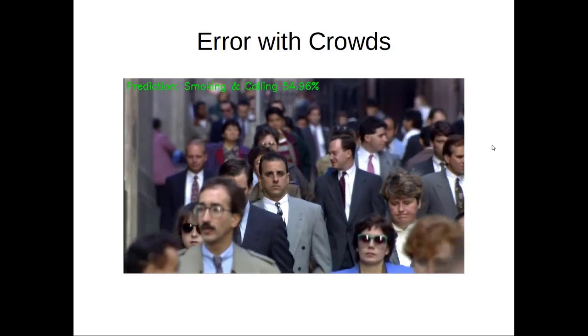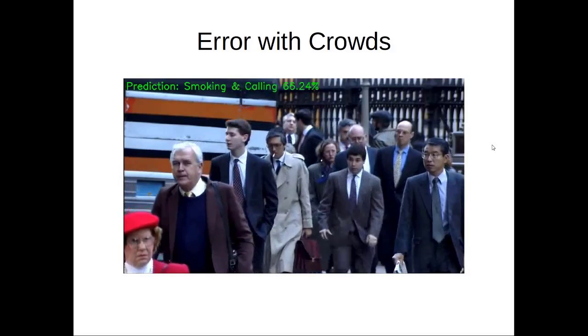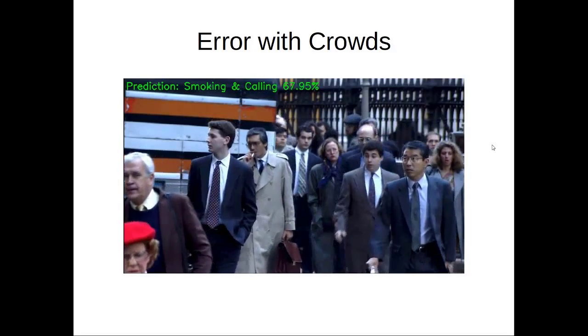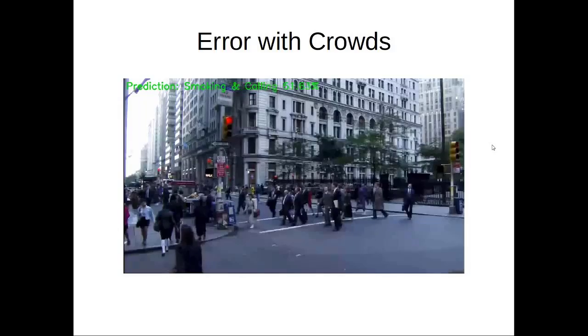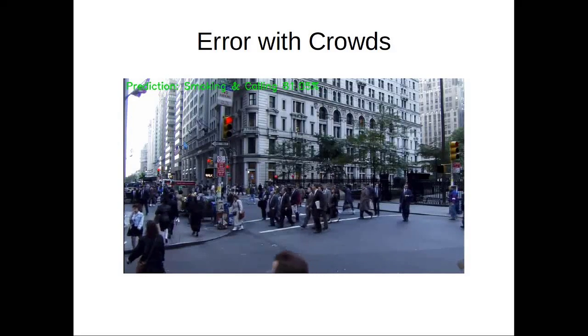We have higher error, up to 70%, when testing with crowds. This footage is from a Sony demo tape of New York City in 1993, and it demonstrates a lot of erroneous cell phone calling, which wasn't common at that time.